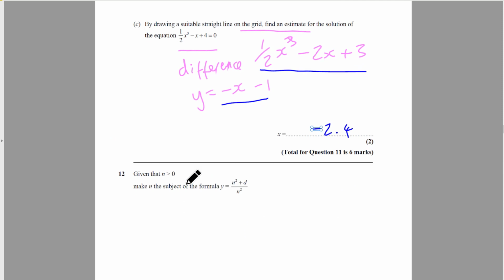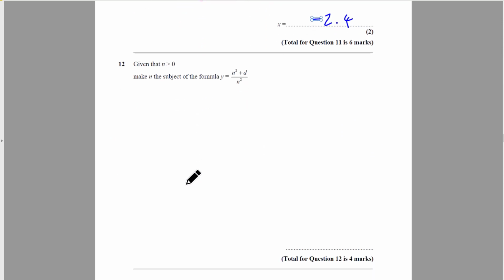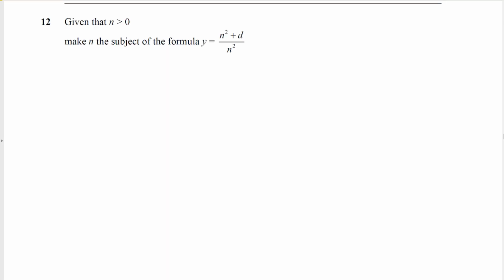Yes, that is your nice 2 marks there. Question 12. Make n squared the subject of the formula, and it's saying n is greater than 0. This is an important fact. So we've got to multiply both sides by n squared.